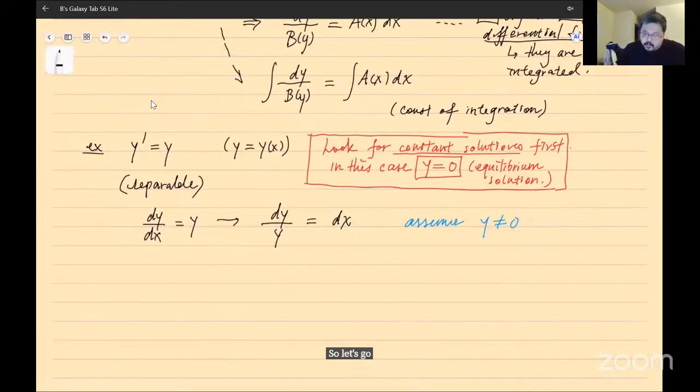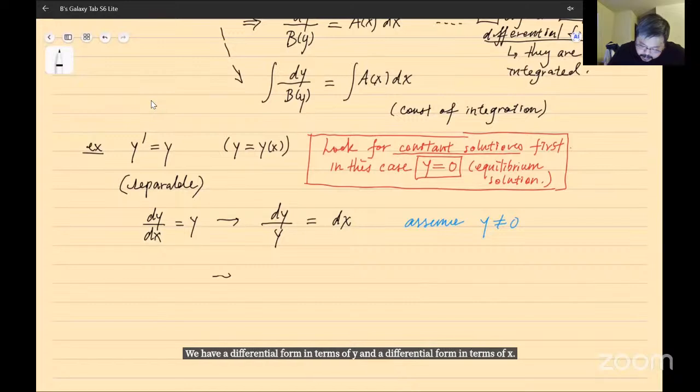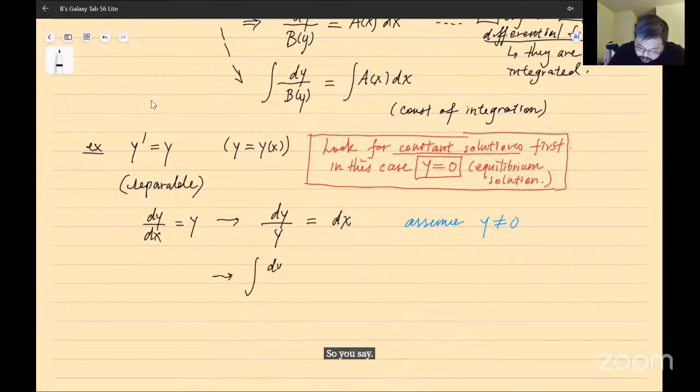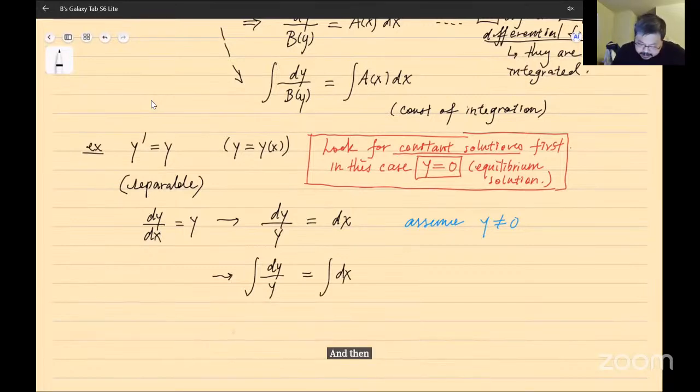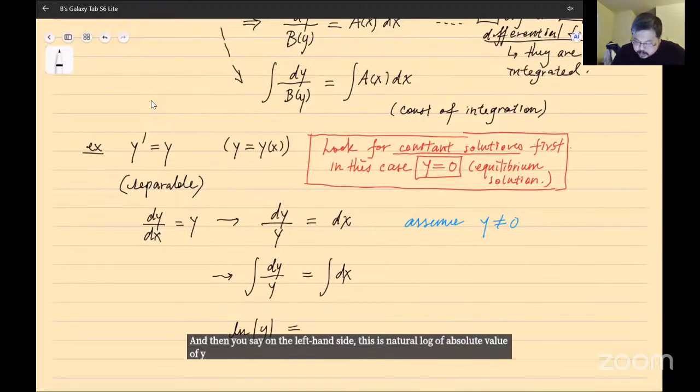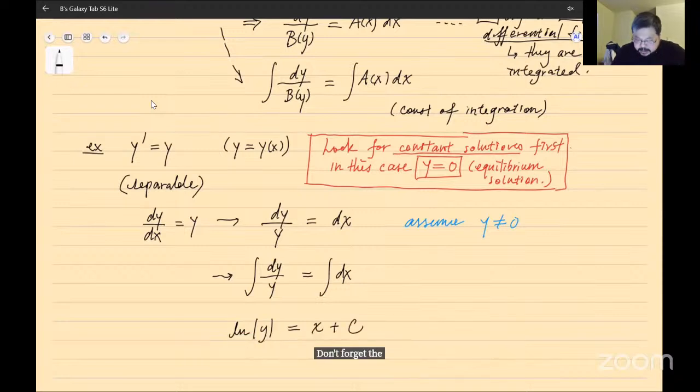Okay. So let's go back to this. Again, we know what to do next. We have a differential form in terms of y and a differential form in terms of x. So you say, there are differential forms. They are to be integrated. You put integral symbols around them. And then you say on the left-hand side, this is natural log of absolute value of y equals the integral of 1, which is x. Don't forget the constant of integration. Let's call it c like this.